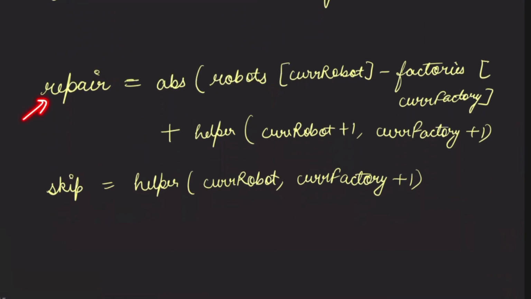So this will give us two distances. Now since our target is to find out the minimum distance, here we will return the minimum of these two. So return minimum of repair, comma, skip, right?